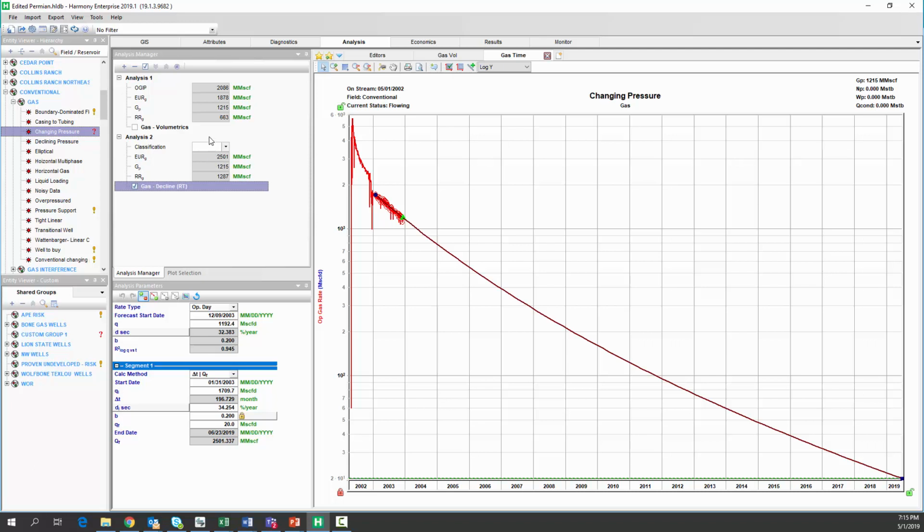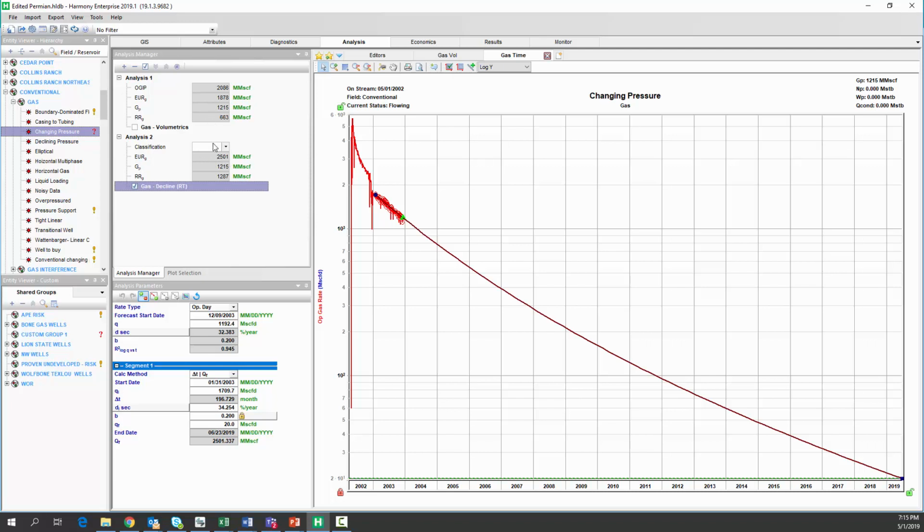Okay, so let's think about this. Our volumetrics says we have an OGIP of 2, but our decline says we're going to recover 2.5. So how can we get more out of the ground than what we have in the ground?